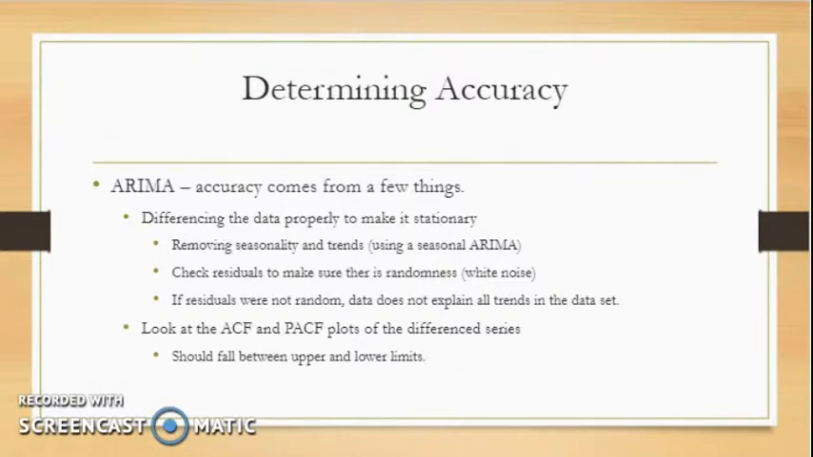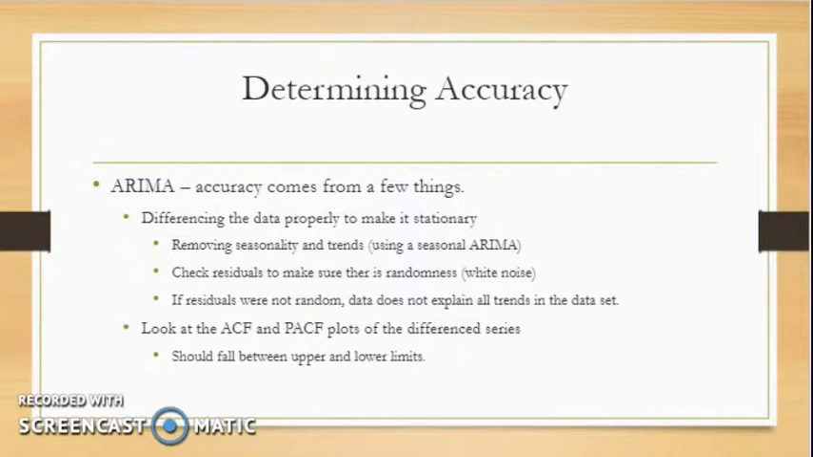Next, we go to determining the accuracy of these models. So the accuracy comes from a few things. First, we want to difference the data properly to make it stationary. Basically, by differencing the data, we want to remove seasonality and trends. We can use a seasonal ARIMA for this, and we may have to remove all the seasonality from the data, since ARIMA itself doesn't always take the seasonality out of the data.